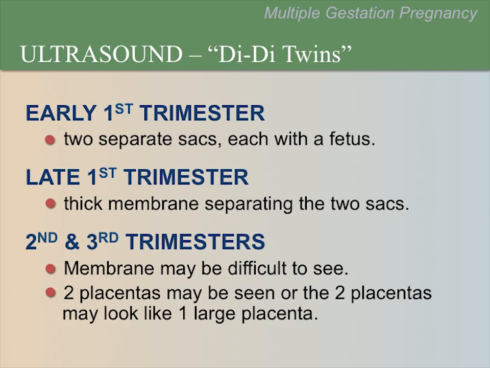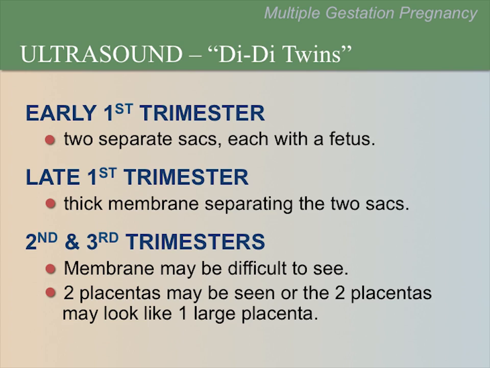In both dizygotic twins and monozygotic twins that split very early after fertilization, you will see the same features on ultrasound. You should see 2 separate gestational sacs, each with a fetus in the early first trimester. Later in the first trimester, you will see a thick membrane between the 2 sacs. This membrane may be difficult to see later in pregnancy.